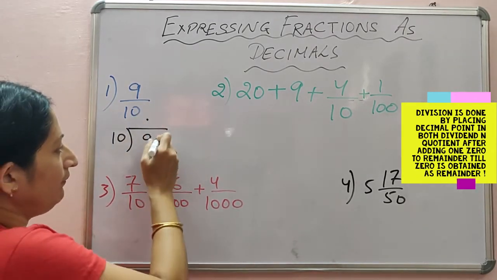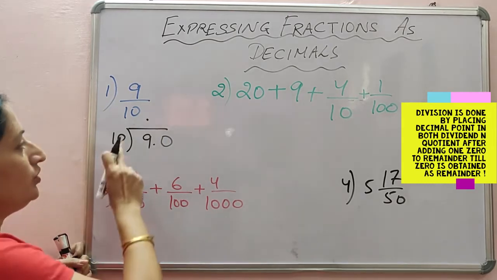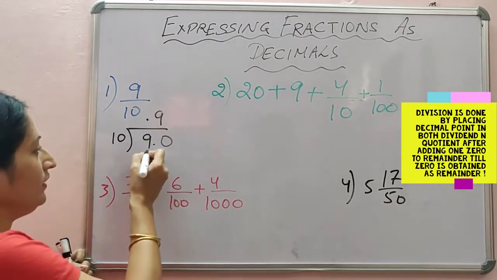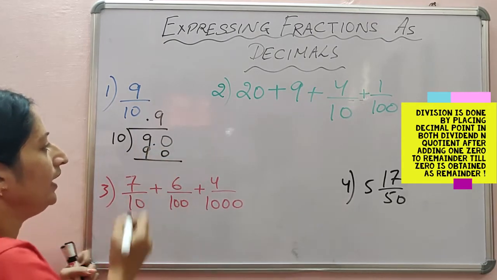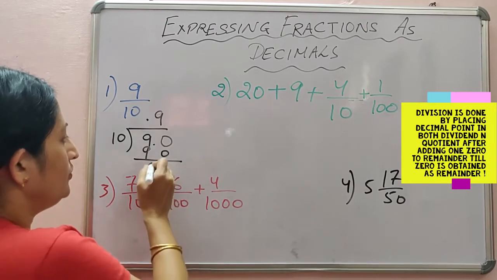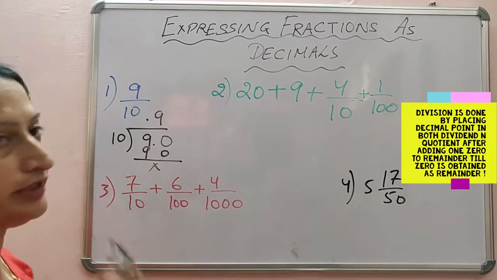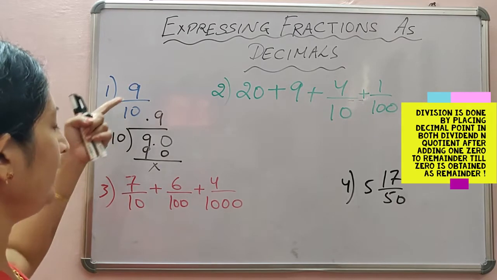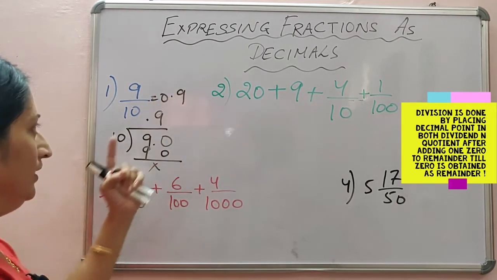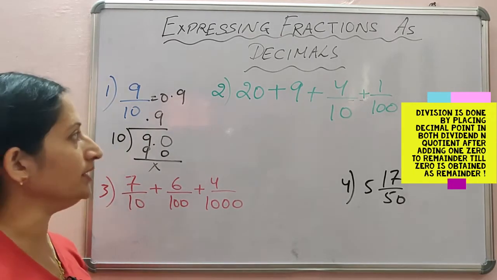So after that we can put a 0 here. So 10, 9 times we can get 90, like the common division we do. We will do this till we get a remainder of 0. In this case itself you can see we have got a remainder of 0. So 9 divided by 10 will be equal to 0.9. Hope all of you have understood this step.